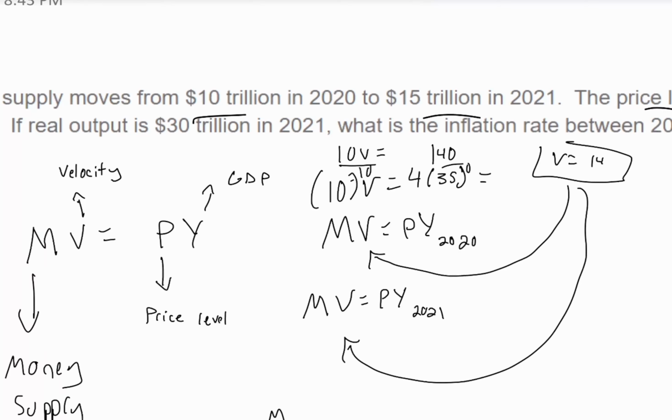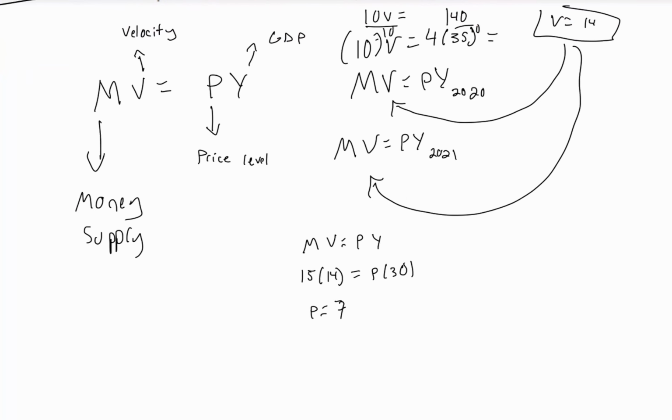So we have MV is equal to PY of 2021. We know M is 15 trillion because they tell us in the problem, times 14 is equal to P, which is, we don't know the price level, but we do know the real GDP. Real output is 30. Okay, and if you solve this, you will get P is equal to 7. So now we know what the price level is: 15 for the money supply, 14 for the velocity of money, real output in 2021 is 30 trillion. I simplified, and then we just know P, the price level, is equal to 7.